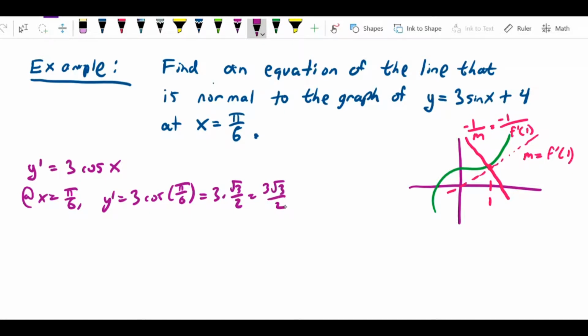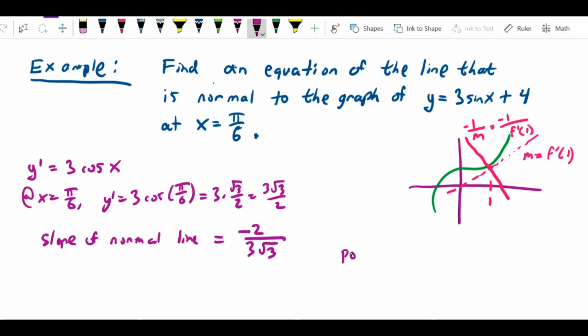All right, so the slope of the normal line is therefore going to be the negative reciprocal of that, or negative 2 over 3 root 3. So all we need to do is know what the point is. Well, we're given a function, y is a function of x. We know that the x value is pi over 6. We're just going to plug that in to get the y value.